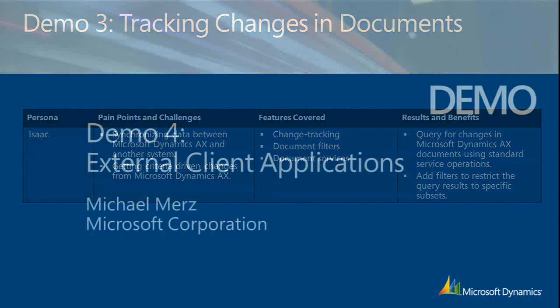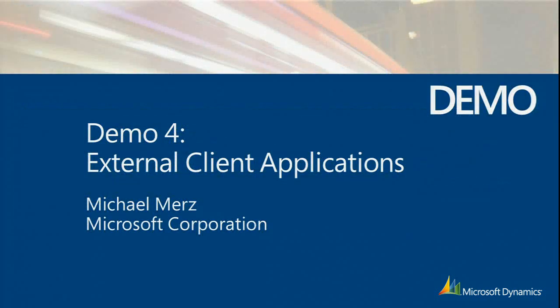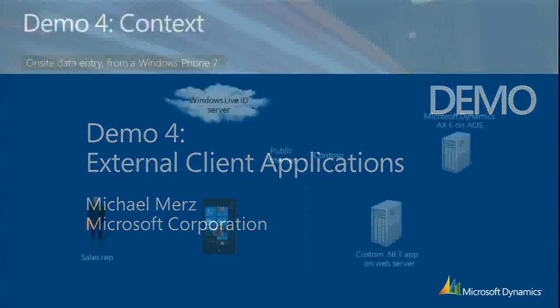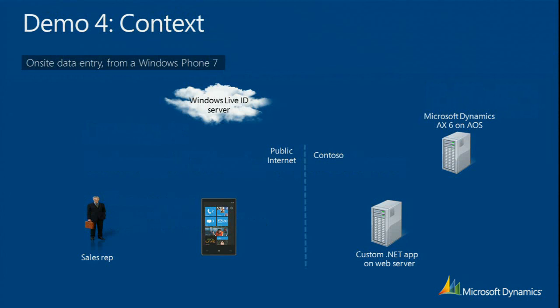Now, the last demo that I wanted to show you is external client applications. This is the demo that I briefly showed in the beginning, where we had the mobile device as part of the demo. The overall topology looks like this. I'm going to walk you through the requests as they flow through the system, and then I can show you again how you can, for example, enter a sales order from a mobile device. And that would then conclude the presentation.